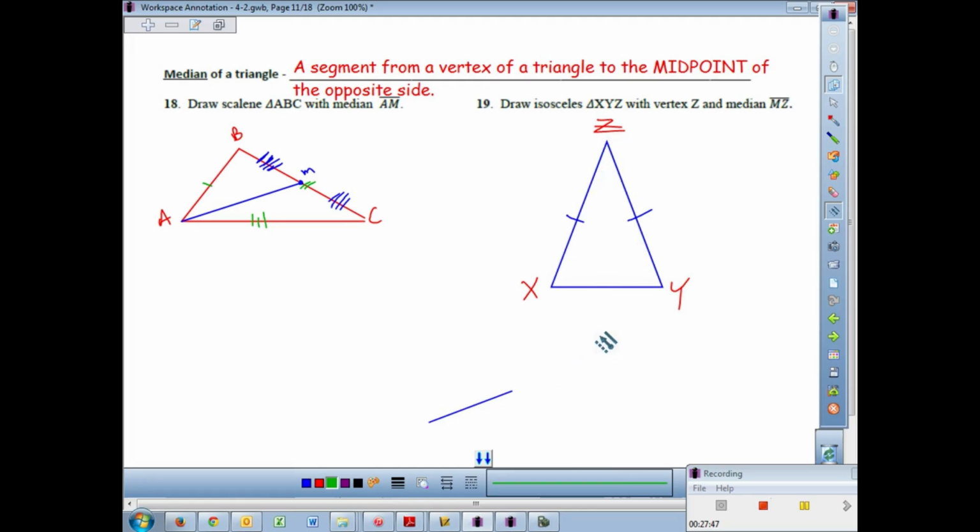Which vertex of our triangle would we go from? X, Y, or Z? From Z. It's got to go to the midpoint of the opposite side. So now, boom, boom, boom, boom.